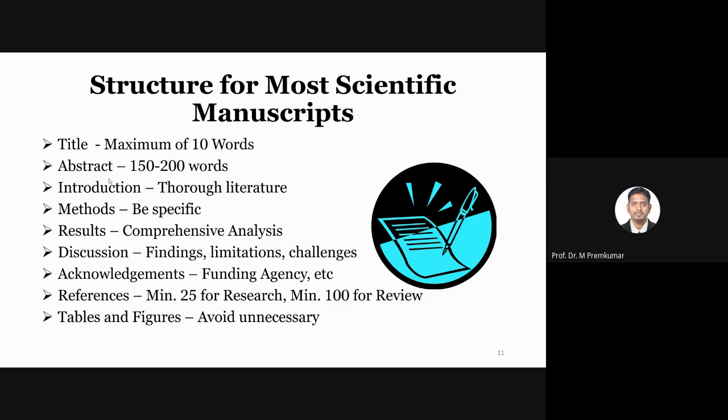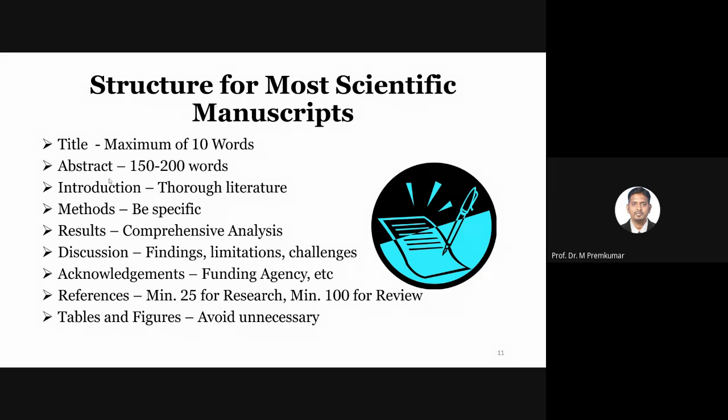But in most of the quality research papers, they will not split the literature review separately. In the introduction section itself, people will be discussing the literature. So when you write the introduction, first focus one paragraph on the particular titles. For example, if your work is on renewable energy systems, you should introduce renewable energy systems in one paragraph.